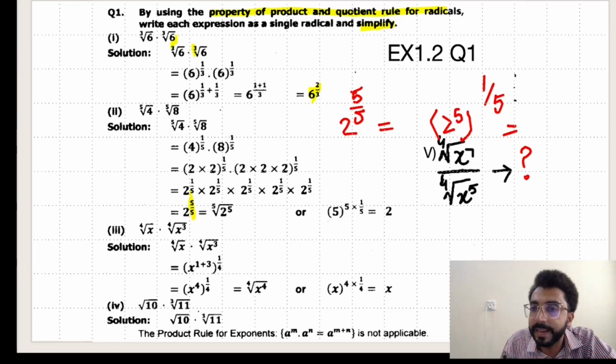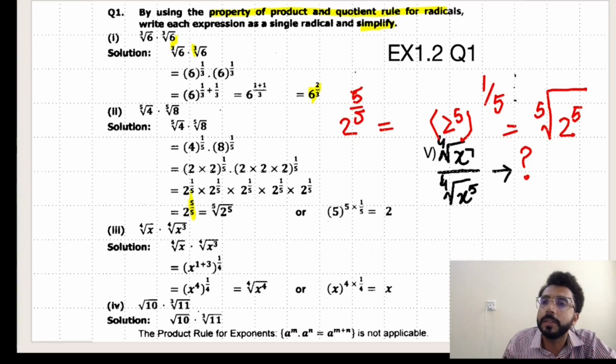The radicand will become 2 to the power 5, which is our radicand, and the fifth root. Here 5 is the index and 2 to the power 5 is our radicand. Okay, now move to the next question.